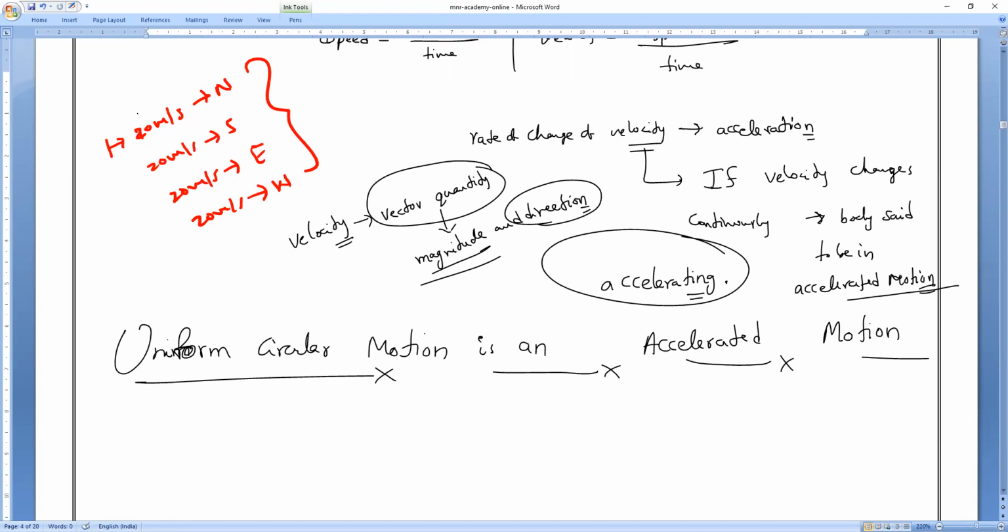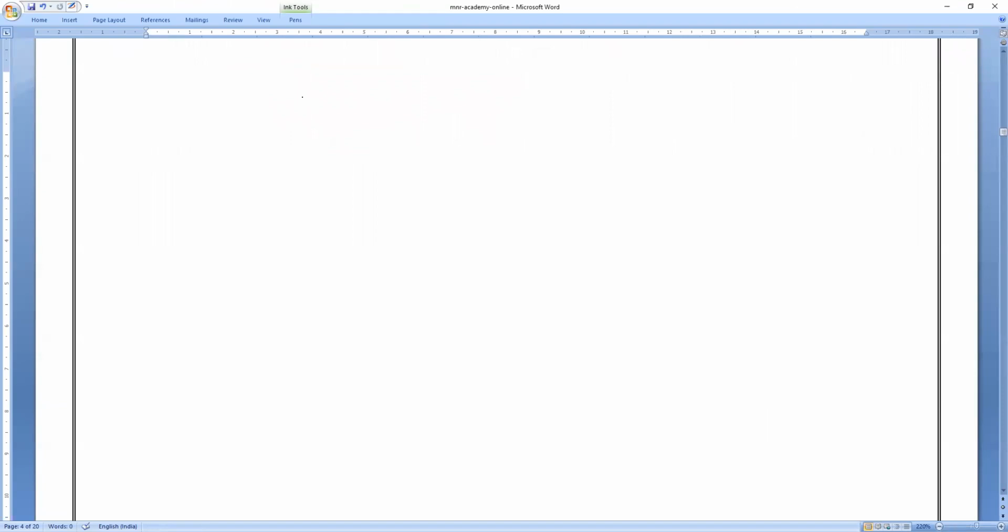Understand, everybody? The magnitude is the same, of course, but what is changing? The direction keeps on changing. Then is Mari in accelerated motion or non-accelerated motion? Accelerated motion, because a body is said to be accelerating. We can change the velocity of a body in two different ways: magnitude as well as direction. Let me take one more example.